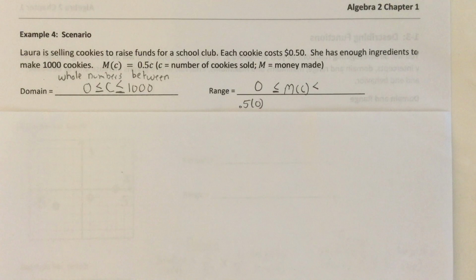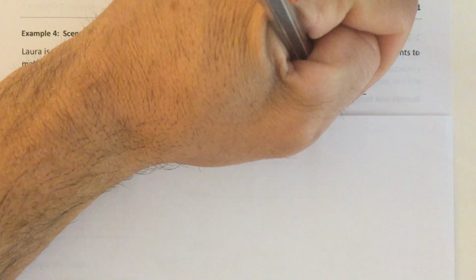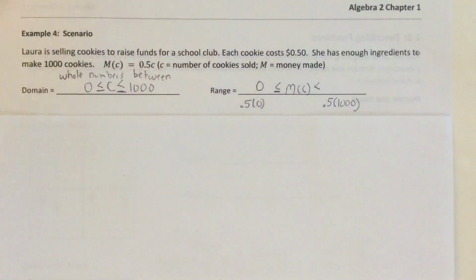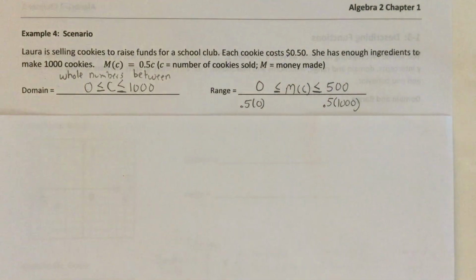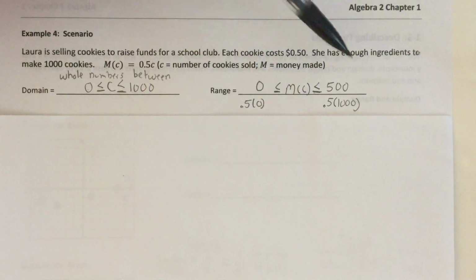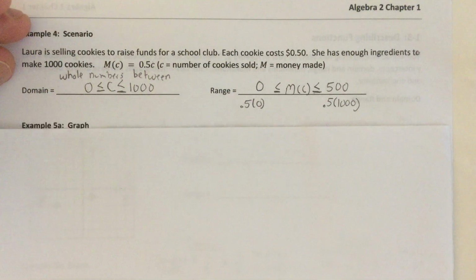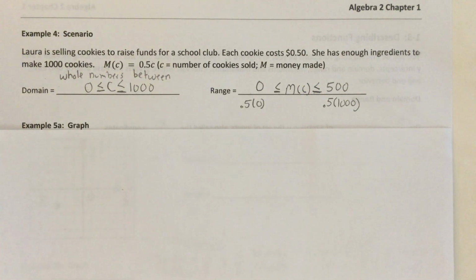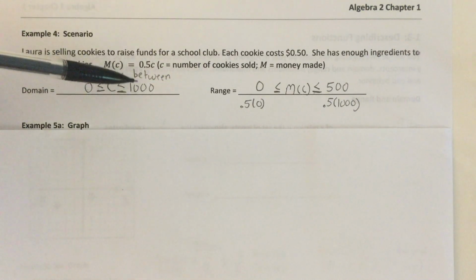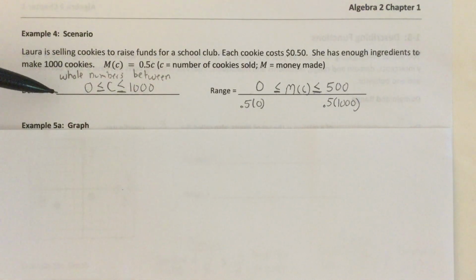Now the largest amount of money she'd make is if she sold 1,000 cookies. So we'd do 0.5 times 1,000, which is 500, and she would actually make $500 if she sold 1,000 cookies. So therefore we put the equal to. This is saying the amount of money made would be between 0 and $500, including each of those. So the word problems can get a little tricky. The key thing is the word problem will usually have enough information to give you your smallest and largest in your domain, but you're probably going to have to figure out the range based off an equation that they give you.